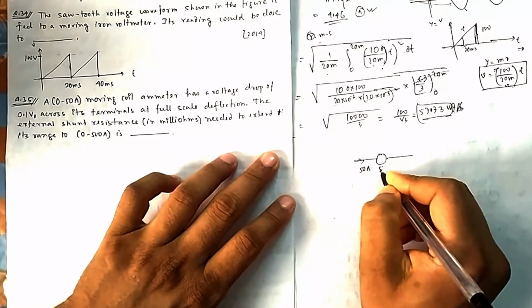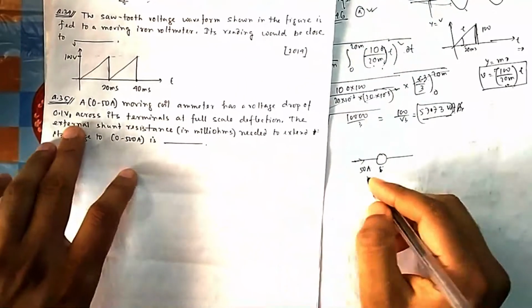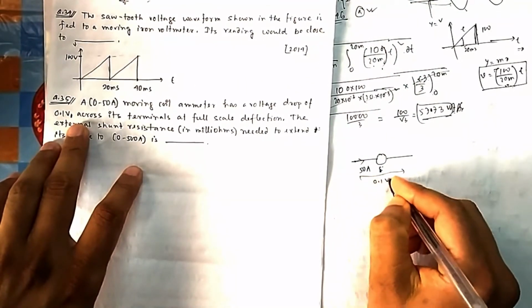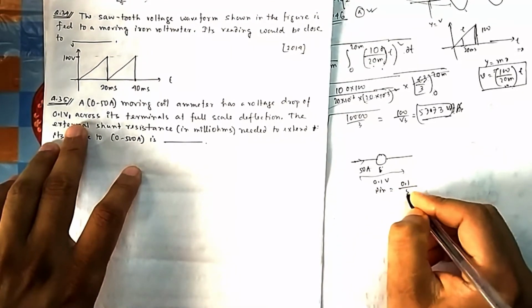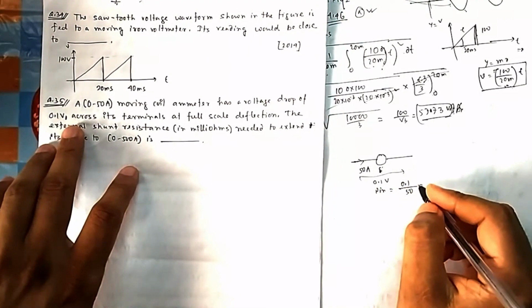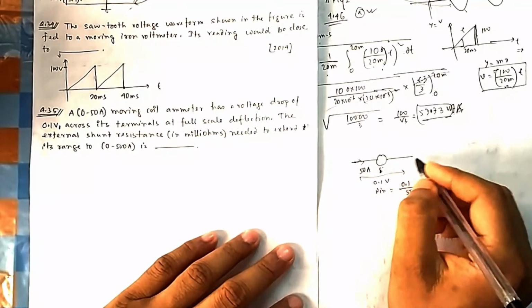So when it is 50 ampere, normally this is the maximum current it can take. Its voltage drop across it is 0.1 volt. So what is its internal resistance? They have not given it here. So it will be 0.1 V by I. This is your internal resistance, and this is equal to 2 into 10 to the power minus 3. So this much internal resistance is there.